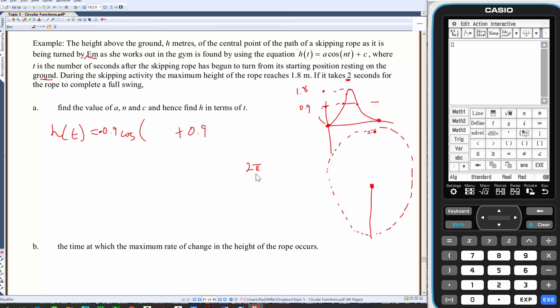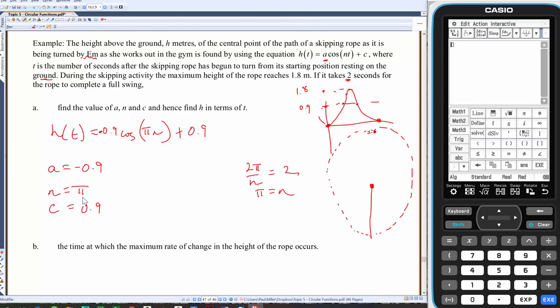The standard period of cosine is 2 pi over n, and we want the period to be 2. That means n has to be pi. So pi t. There's my function. So a equals negative 0.9. Note that the amplitude is 0.9, but the a value in this case is equal to negative 0.9. Our n is pi. Our c is 0.9.